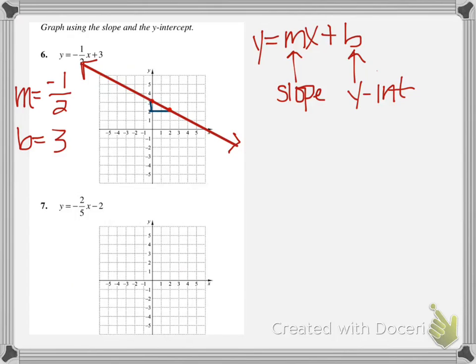So let's do this one at the bottom. We have -2 is my y-intercept. My slope is -2/5. So I'm going to go down 2 and over 5. And that's going to give me another point on my line. And now graph. Put my arrows on the ends. And there's my line.